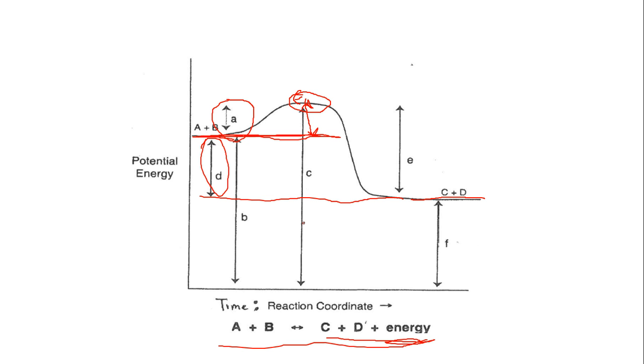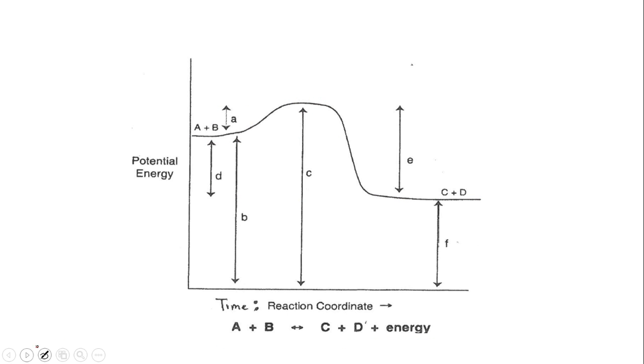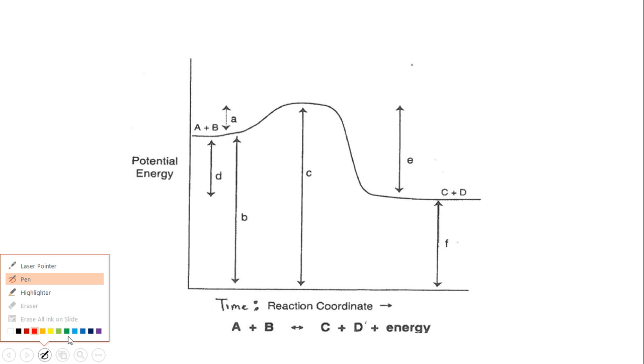Number 7, if a catalyst were added, what letters would change? So again, a catalyst works to speed a reaction by lowering activation energy. So what's actually going to be different is the height of the curve. Let me erase all the ink on the slide and do this.